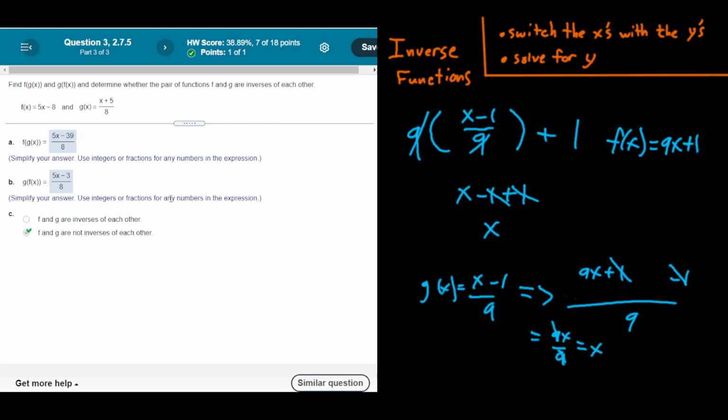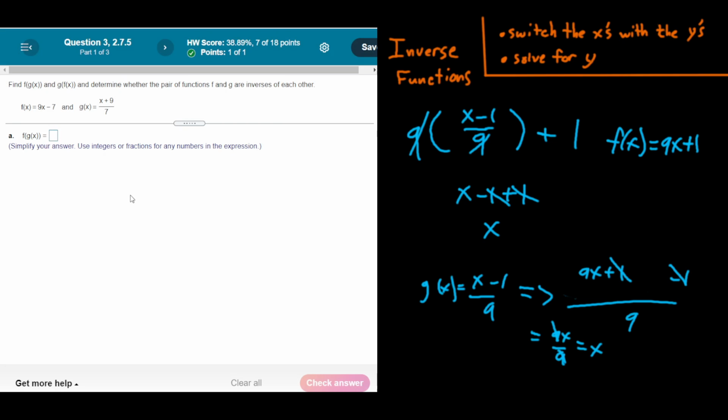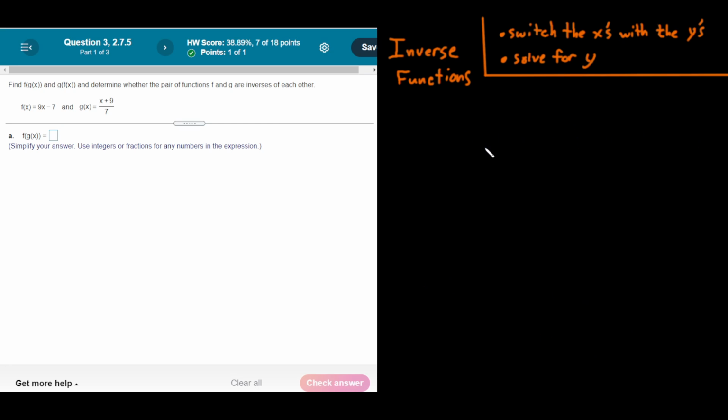And yeah, we'll do a similar question for this one. And sometimes no matter what you do, if it doesn't cancel out nicely, you're not going to get an x. Basically, they're not going to be inverses of each other, which, spoiler alert, I know you just saw the right answer for the last similar question. But let's go ahead and find g of f of x.